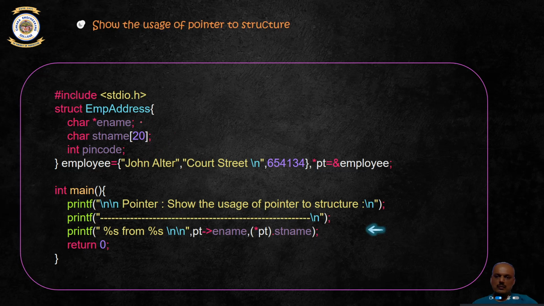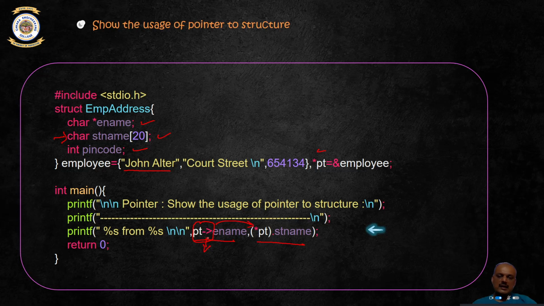If you want to access any one of these members using the pointer, then the notation that is used is the arrow. So pt arrow ename points to this literal John Alter. Okay, the same thing can be done if you want to point to the character array or any other member, the same thing can be replicated as this. So the compiler takes this and converts it into that.